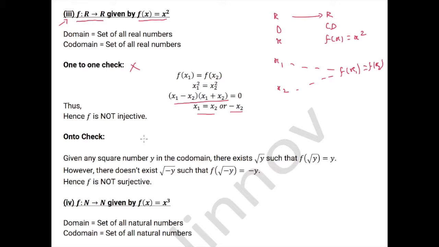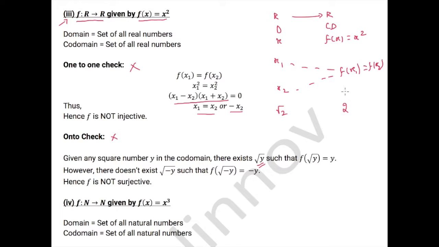Whether it is onto, it is not onto as well, because for the same reason that we discussed earlier for root y. However, we will notice that root y do exist. In the sense, if I take 2 here, root 2 will exist in real numbers because real numbers consist of rational and irrational numbers, and root 2 is an irrational number that is very much part of real numbers.